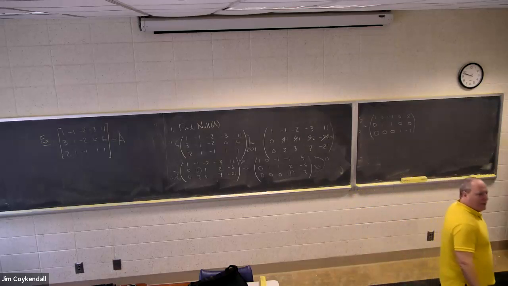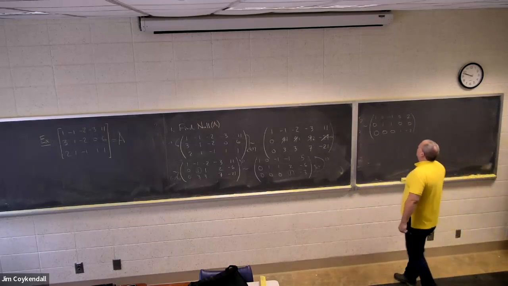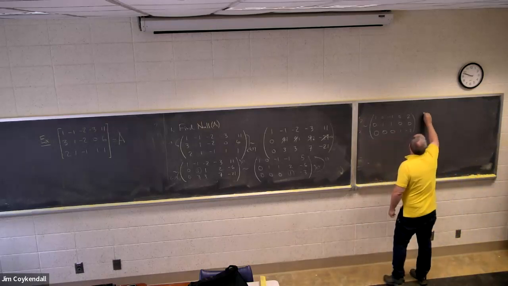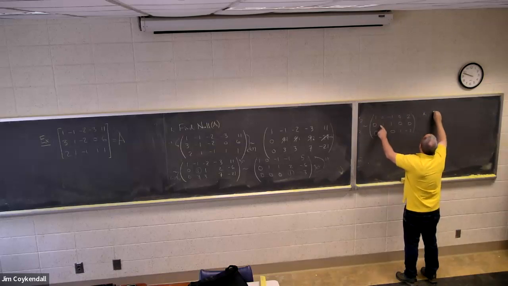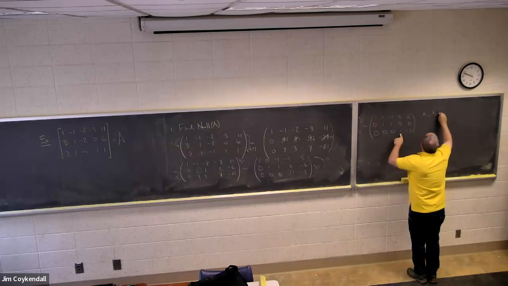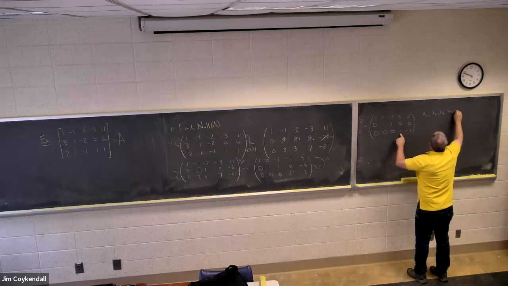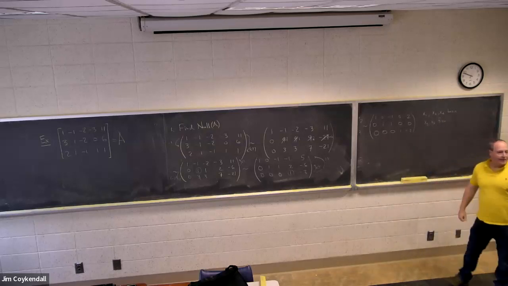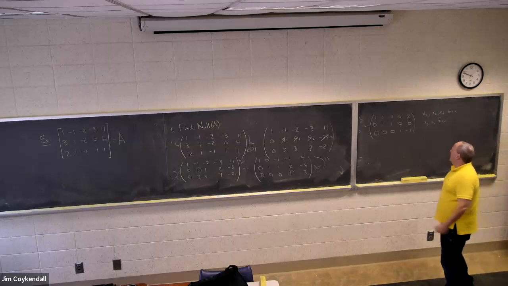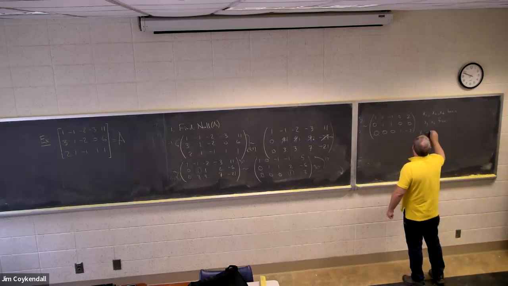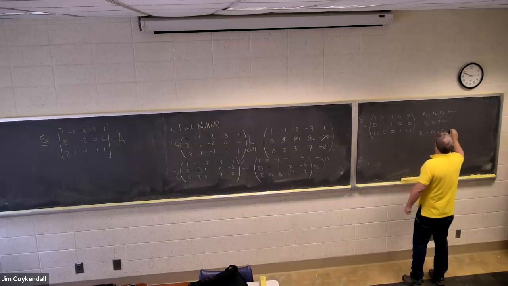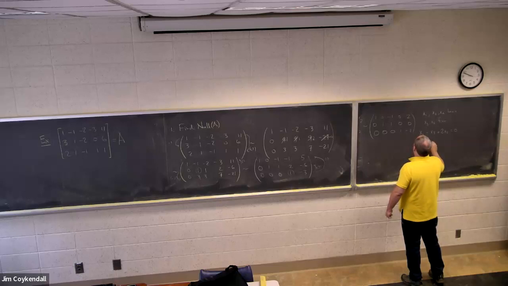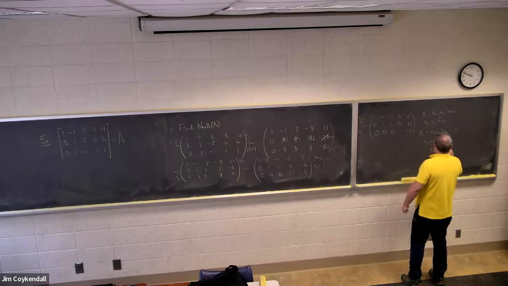Correct. So let me write the solution to the homogeneous equation. Let's see, what do we got here? X1, X2, and X4 are basic. And X3 and X5 are free. Everybody okay with that? So my equations are X1 minus X3 plus 2X5 is 0. X2 plus X3 equals 0. And X4 minus 3X5 is 0.